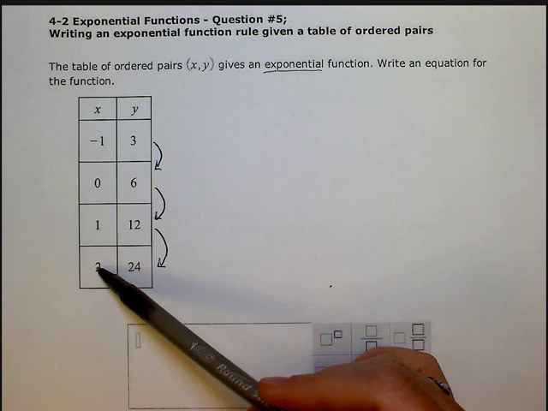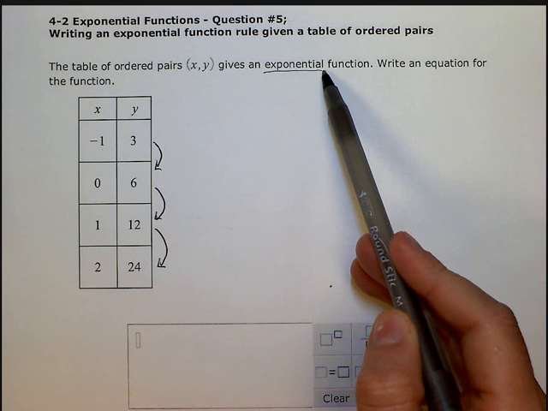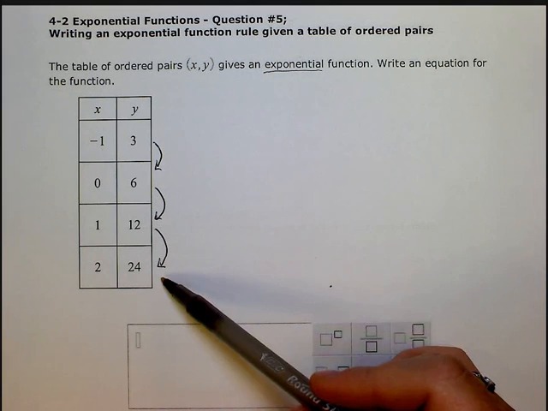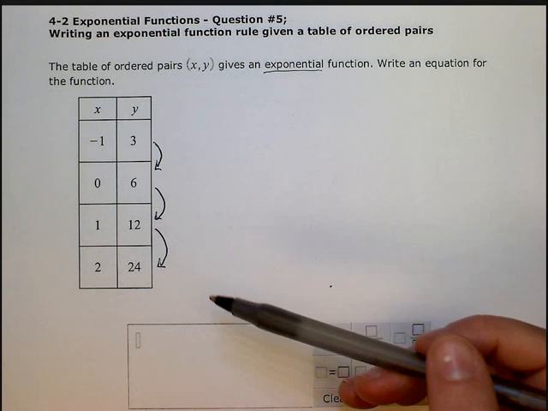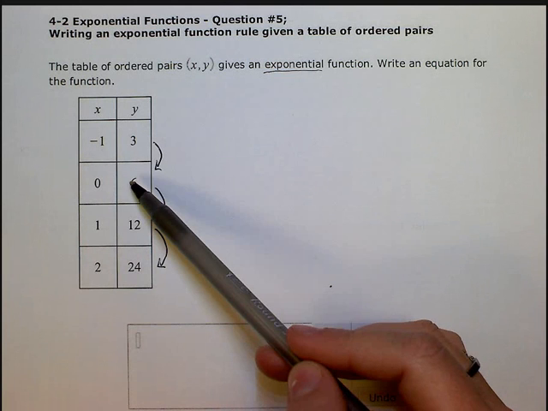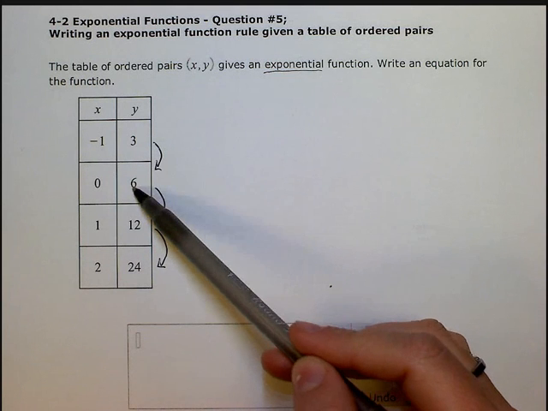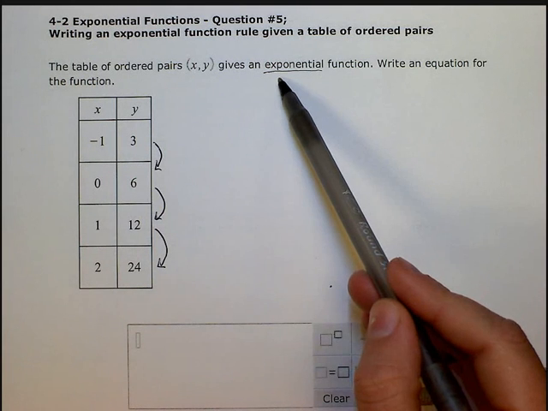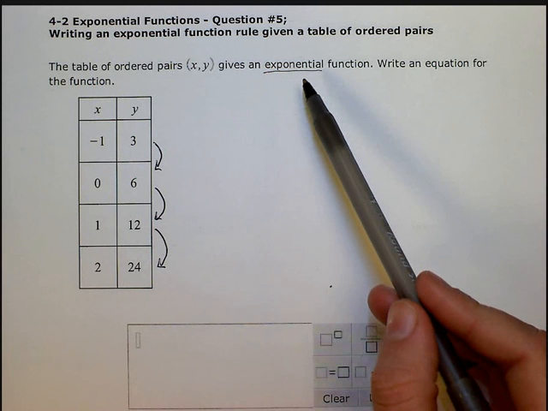I know it's an exponential function, which means I know I'm going to be multiplying or dividing here. So I need to figure out what that pattern is, or what the change is every time. So I can get from 3 to 6 by adding 3 or multiplying by 2, but because it's exponential, I know we're multiplying, because that's like our geometric sequences.